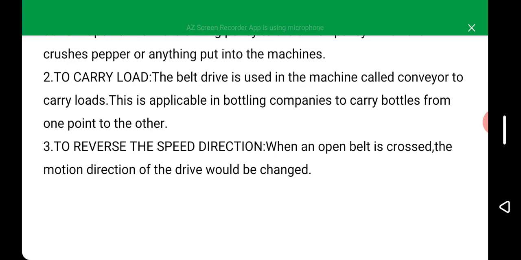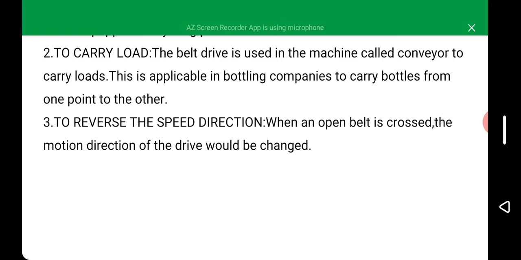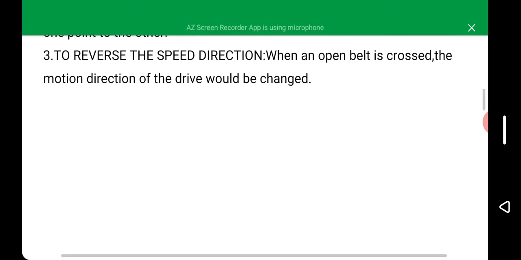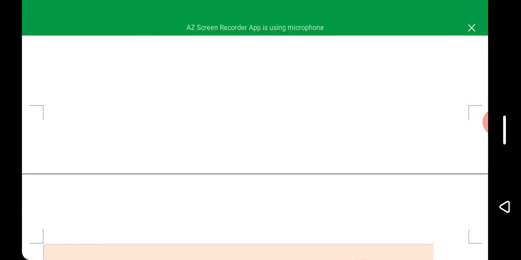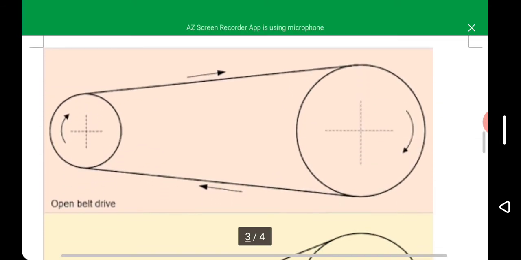How? When an open belt is crossed, the motion direction of the drive will be changed. Because there are some belts that normally cross each other. So when an open belt is crossed, then the motion direction of the driving will be changed from the normal motion. So that is all about the uses of belt.